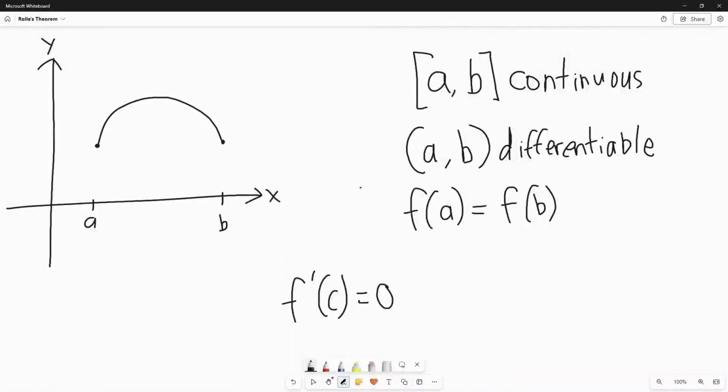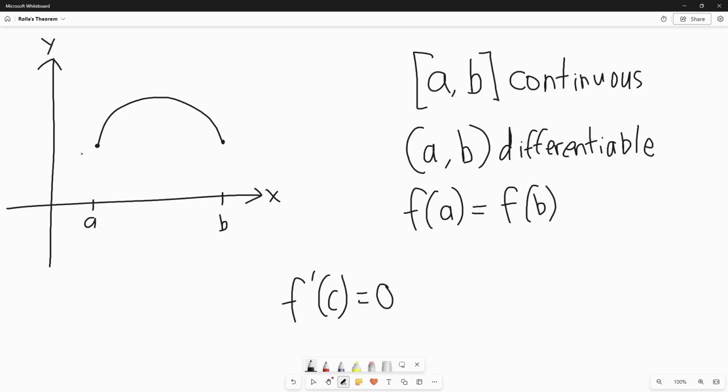So Rolle's theorem states that if you have a function on the interval a comma b, if on the closed interval a comma b it is continuous, and on the open interval it is differentiable, and f of a is equal to f of b, which means that they have the same output or y value, then there exists a value c somewhere in the open interval of a to b, where the tangent line or the derivative at that point is 0.